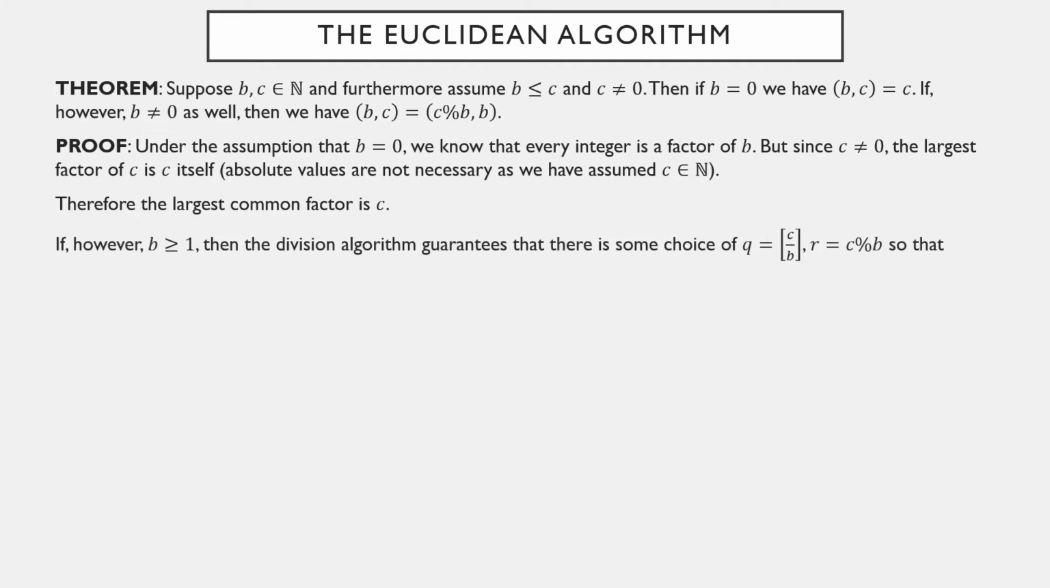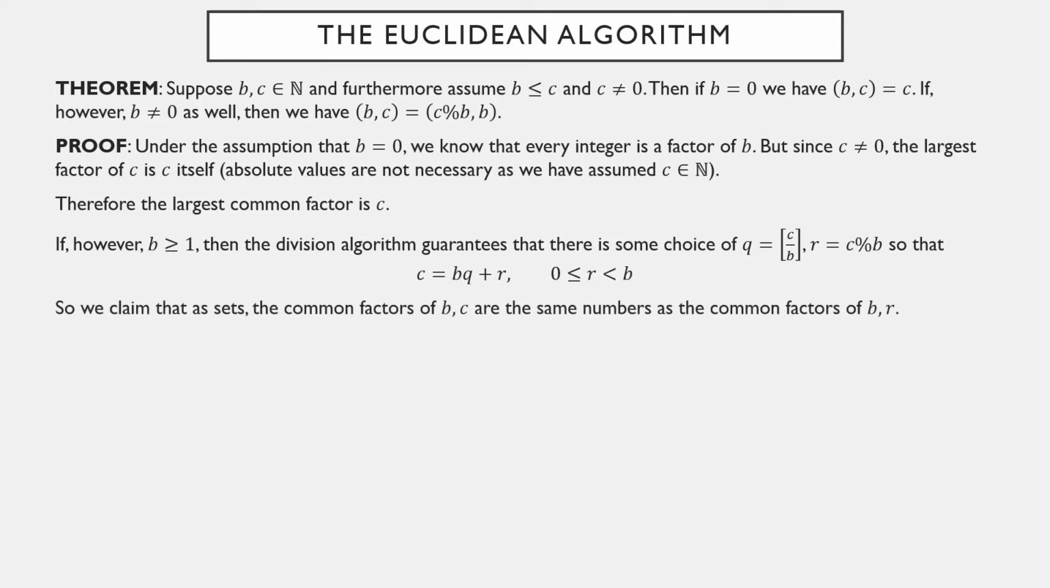Let's assume then that b is also not 0. But the division algorithm now guarantees that there is one unique choice of q and r, where q is the quotient and r is the remainder, so that I can write the following. So let's suppose that c is equal to bq plus r. What we're going to do is show that the common factors of b and c, so the set of integers which are common factors of b and c, is the same set as the set of integers that are common factors of b and r.